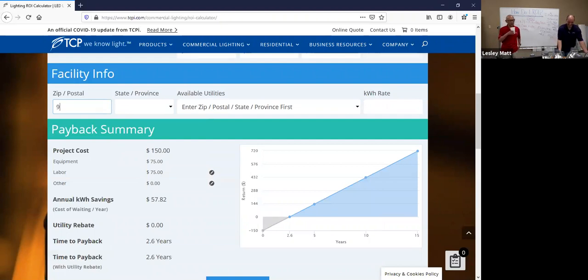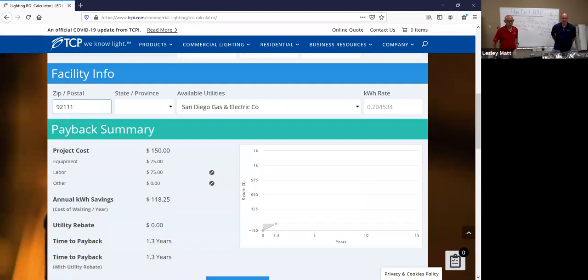Don't you worry. Okay. We're going to do 92111. Here we go. There we go. So this is San Diego. Look at that zip code. Wow.